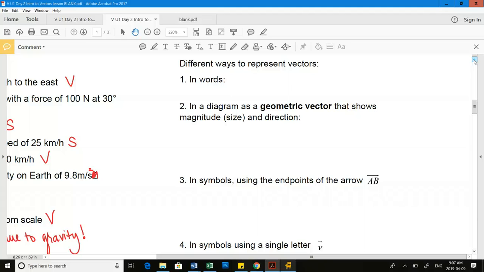Good? Okay. So there are different ways that we can represent vectors. One of them could be in words. So we've had a few examples in our lesson already today. But let's just say we say 5 kilometers traveled at an angle of 30 degrees to the horizontal.